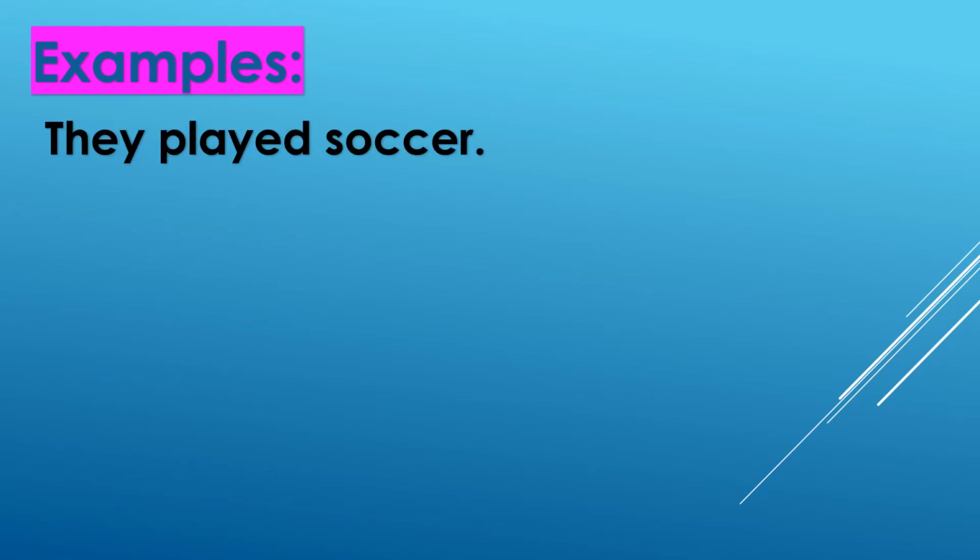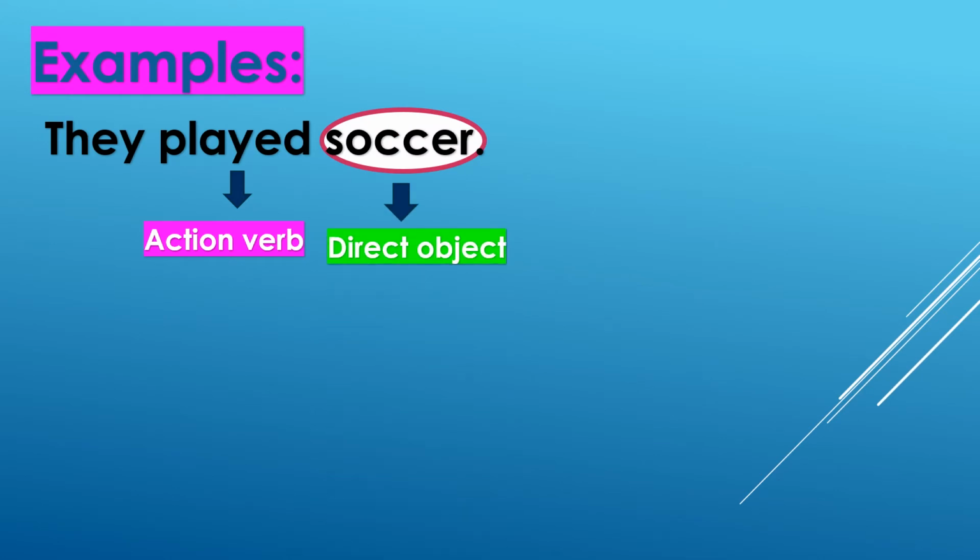Okay, another example, they played soccer. So they is the subject and played is the action verb. What did they play? They played soccer. So soccer here is the direct object because I answered the question, what did they play? They played soccer. So this is the direct object.